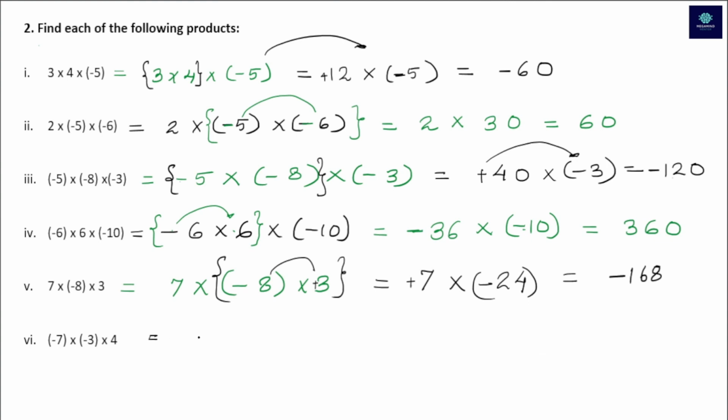Likewise, let us do the last question. Minus 7 into minus 3 into 4. Now let us multiply the first two.